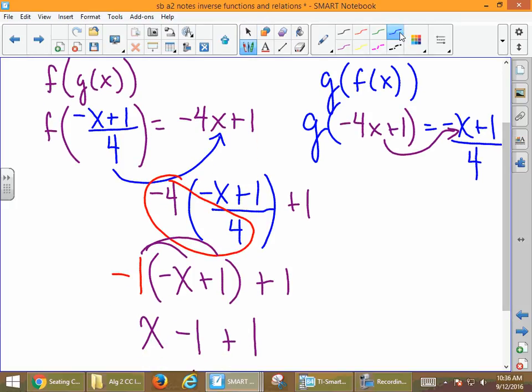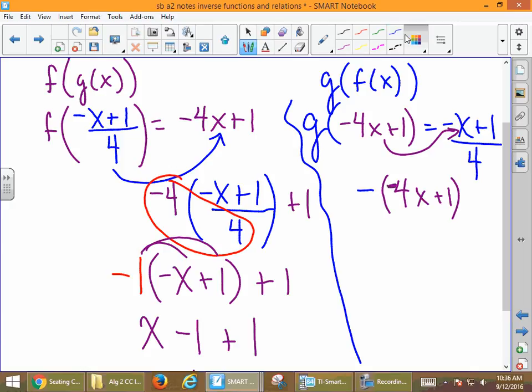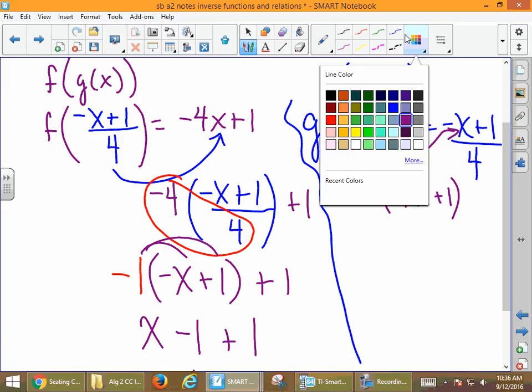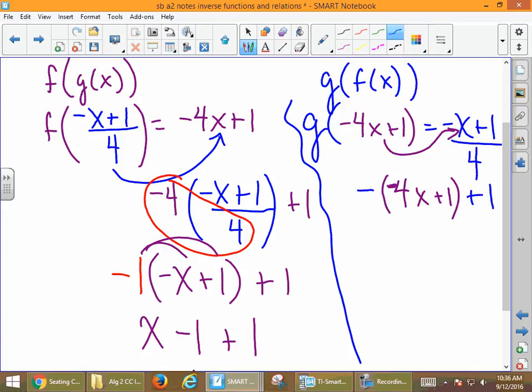We still have a negative. And then we're going to put in the negative 4x plus 1. So we just put that value in for x. We still have the plus 1 divided by 4. Again, follow the order of operations. Don't skip steps.